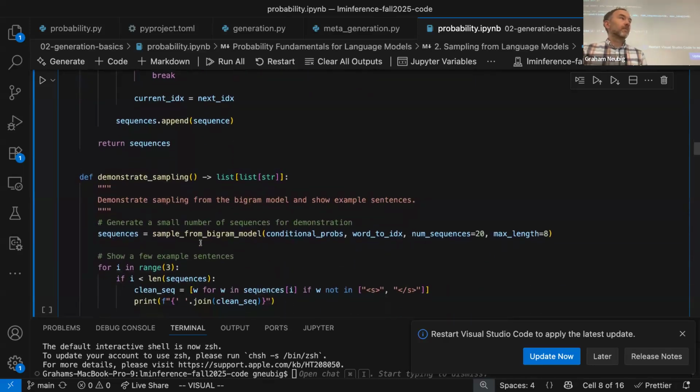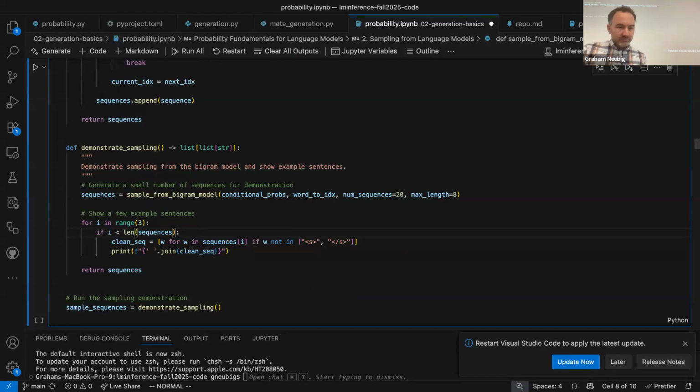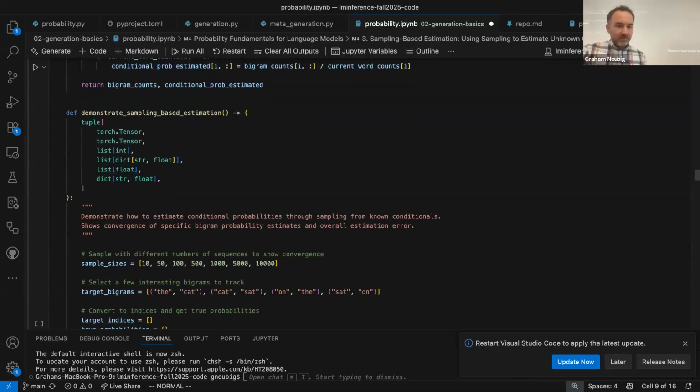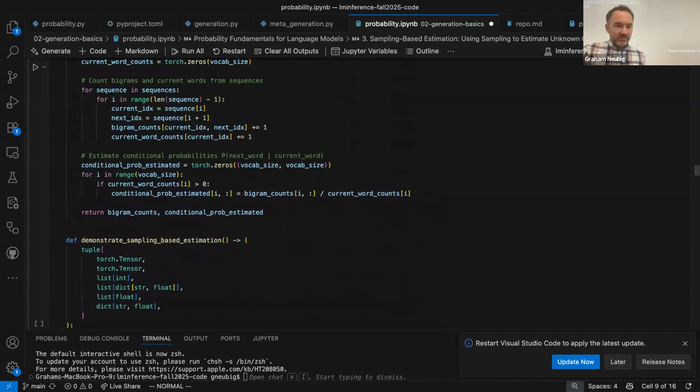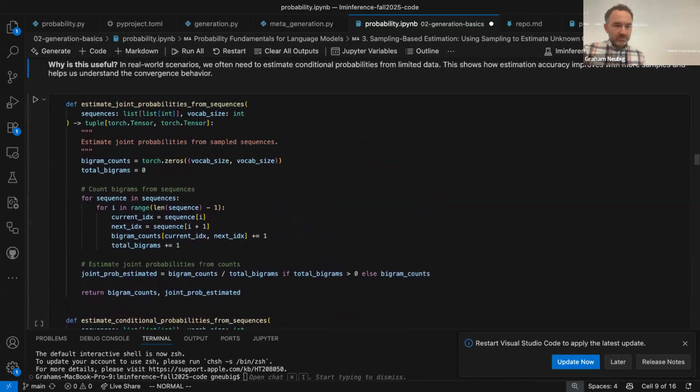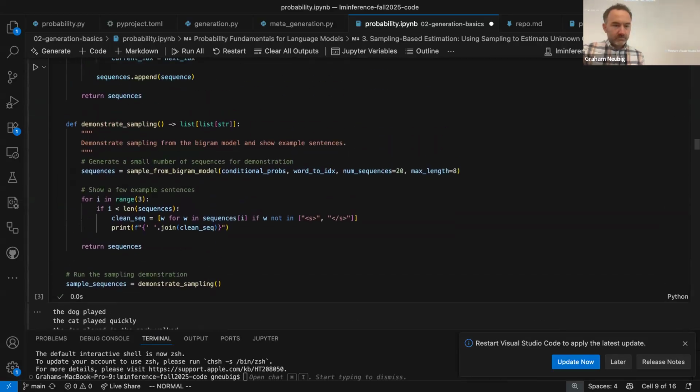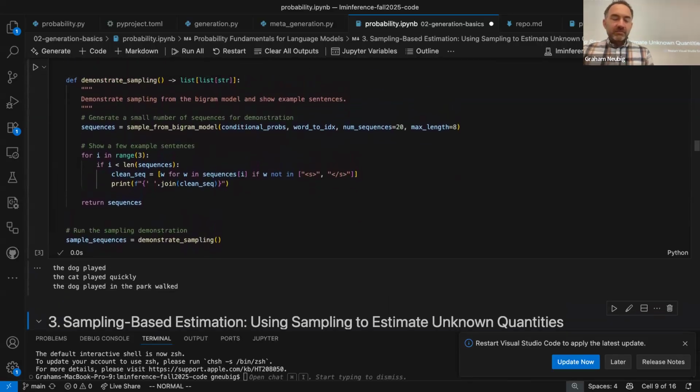Okay, great. So let's try it out. I'm just sampling some outputs from the model. And my model gave us: the dog played, the cat played quickly, the dog played in the park walked.